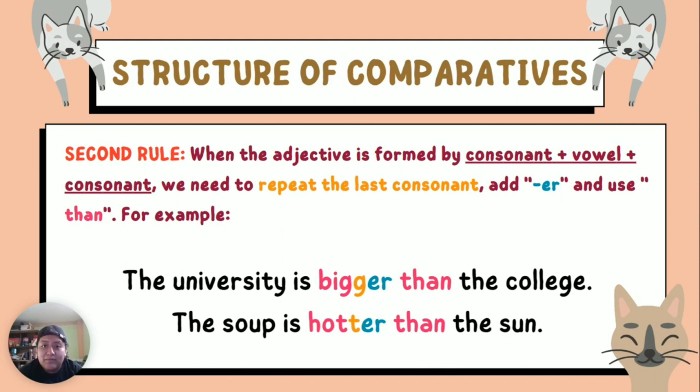Next example. The soap is hotter than the sun. Hot is the adjective. H-O-T, consonant plus vowel plus consonant. We need to repeat the T, add ER, and use than. Hotter than.